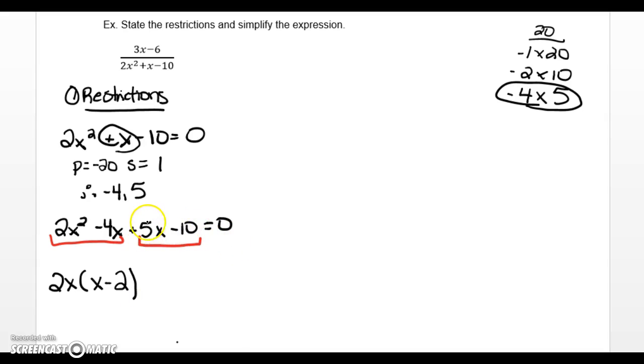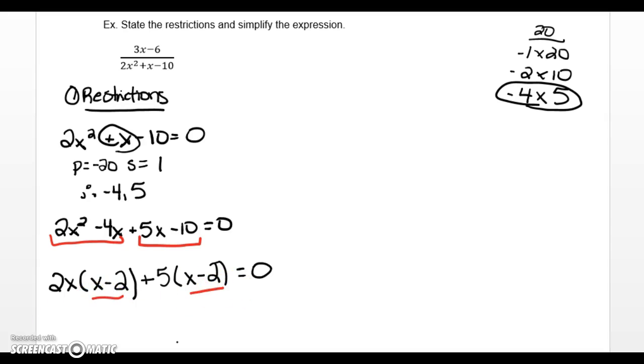Then looking at our second group, we have 5x minus 10. What's in common with these two is a positive 5. So we pull out a positive 5, separated with a plus sign, and you're left with x minus 2. If you notice, these two brackets are exactly the same. You have x minus 2 and x minus 2.